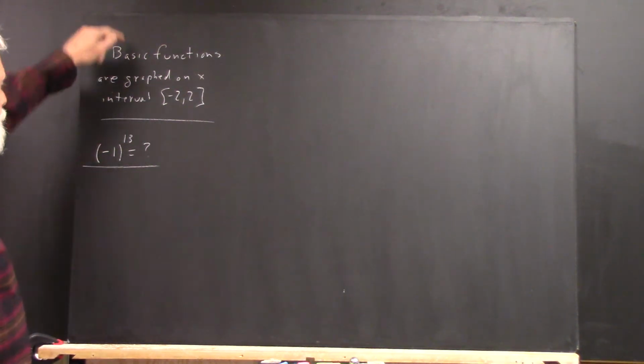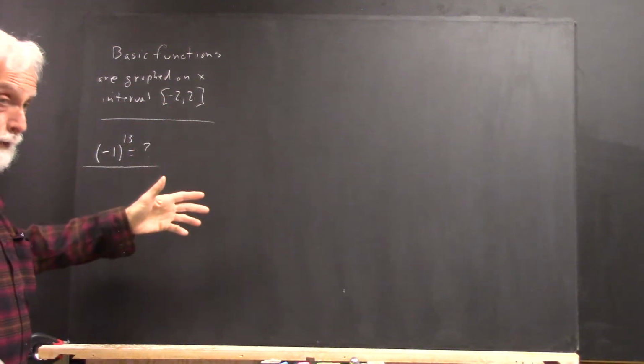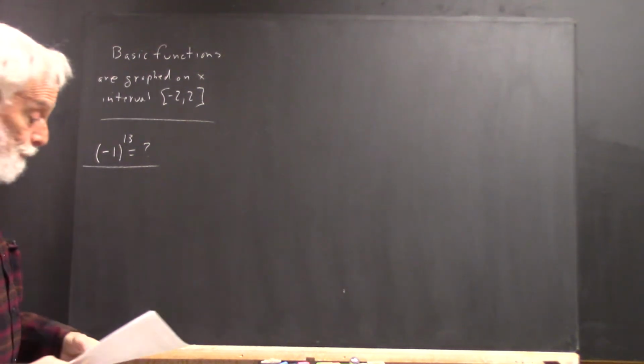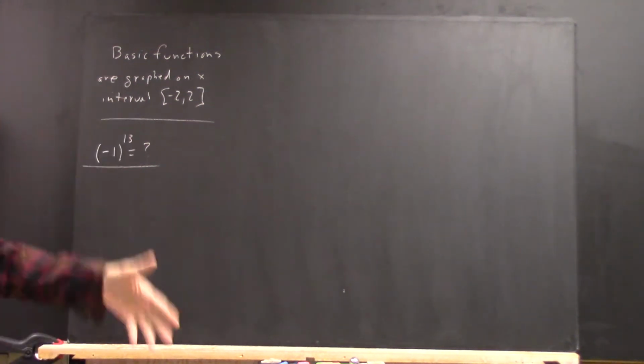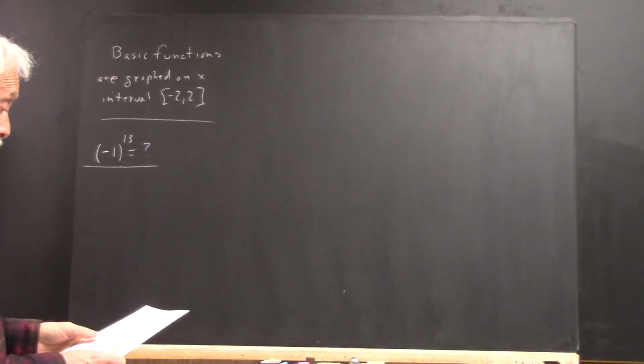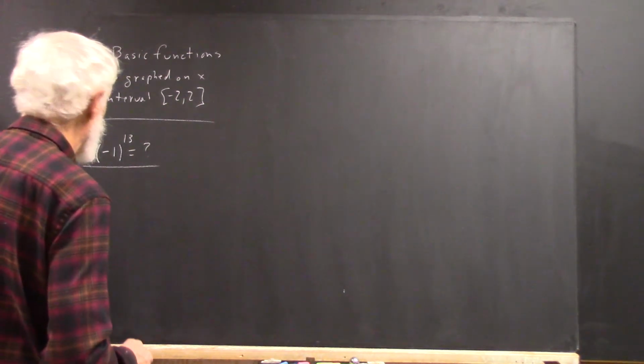So remember, for basic functions, graph an interval from -2 to 2. You don't need -10 to 10. You don't want -10 to 10. It makes your graph too small. Okay? And then you use a reasonable interval for your y-axis. Use a range. Okay. Now, -1 to the 13th is what?